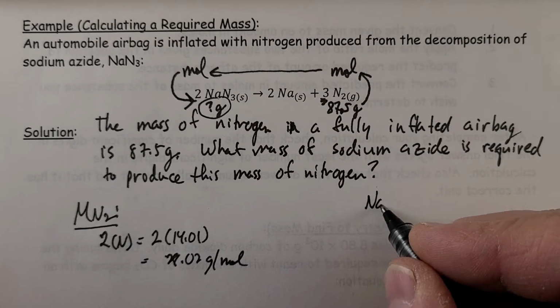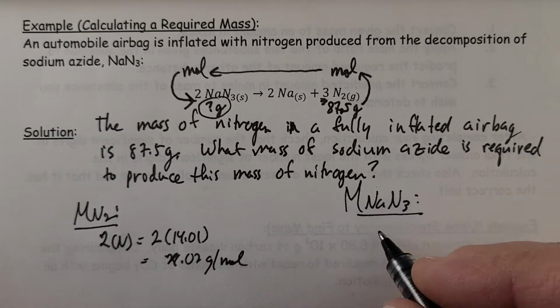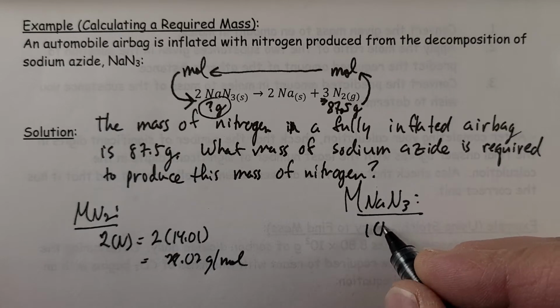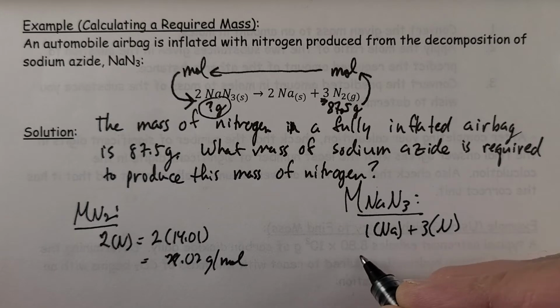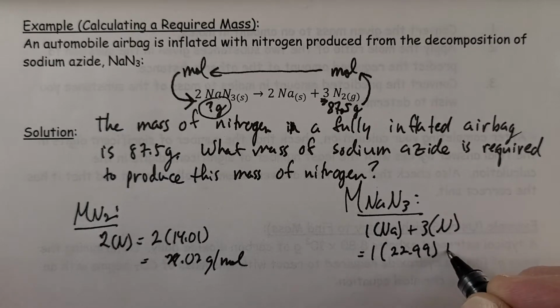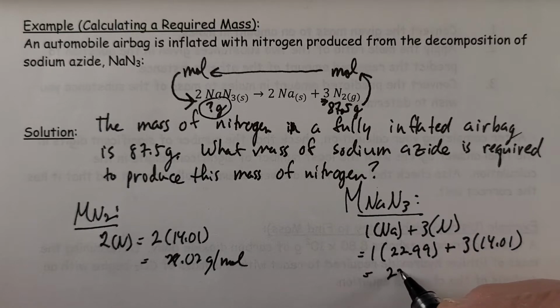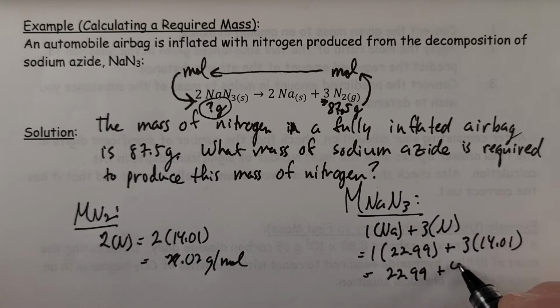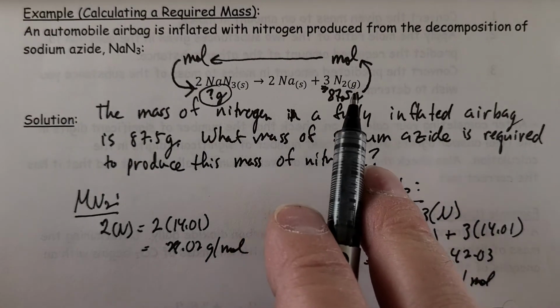And sodium azide, kind of a weird combination here, isn't it? So we're going to find the molar mass of that. For every 1 mole of sodium azide, we have 1 mole of sodium and 3 moles of nitrogen. So sodium, 22.99, and nitrogen, 14.01. So 22.99 plus 42.03 gives us 65.02 grams per mole.